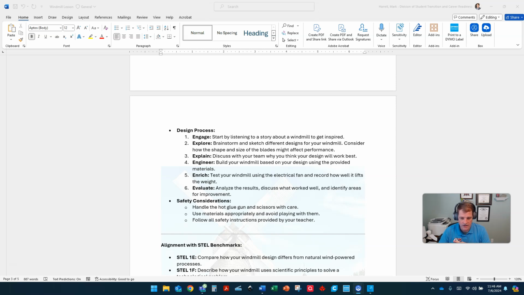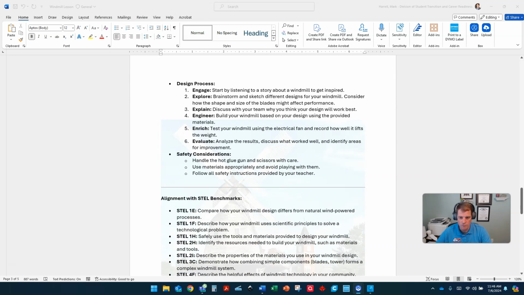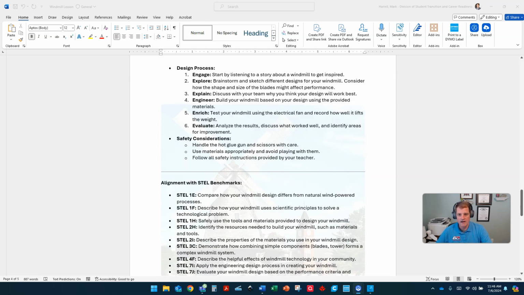And then finally, they're going to evaluate the 6E there by analyzing their results, discuss what worked well, identify areas for improvement, and then finally sharing out to the entire class where they can compare and contrast different designs, why some were better than others.